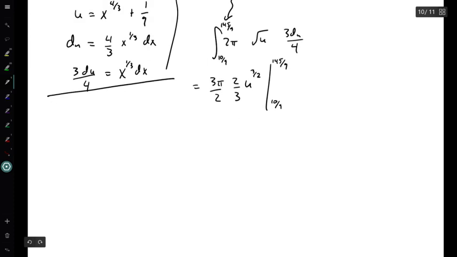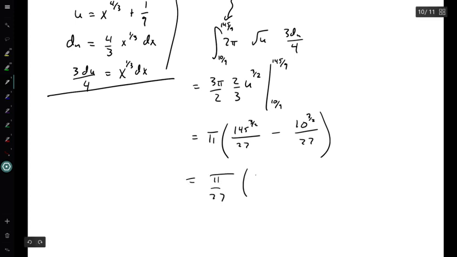The 2/3 and the 3/2 constants cancel, so that's going to give me pi times u to the 3/2 evaluated at these points, which is 145 to the 3/2. 9 to the 3/2 is easy to compute because the square root of 9 is 3, and 3 cubed is 27. Minus, again, a similar argument holds here, 10 to the 3/2 out of 27. And I can factor out that denominator of 27 to give me pi out of 27 times 145 to the 3/2 minus 10 to the 3/2.